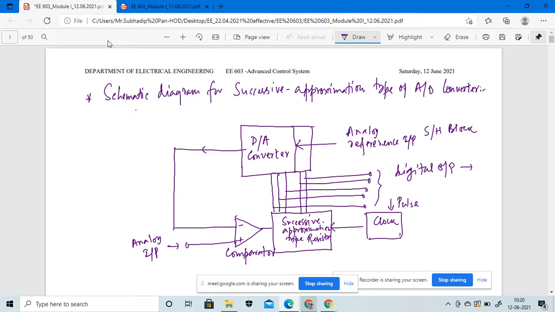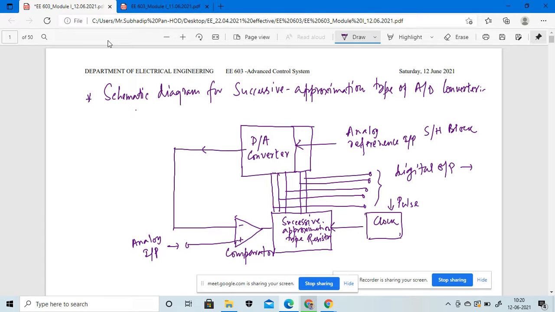So for the conversion process from analog to digital, it is used as a part of the feedback loop. This is actually a closed loop, so the operational mode is a closed loop process. The successive approximation type of A to D converter is much faster than the counter type, and it is one of the most frequently used in such processes, because this converter is very fast in operation.